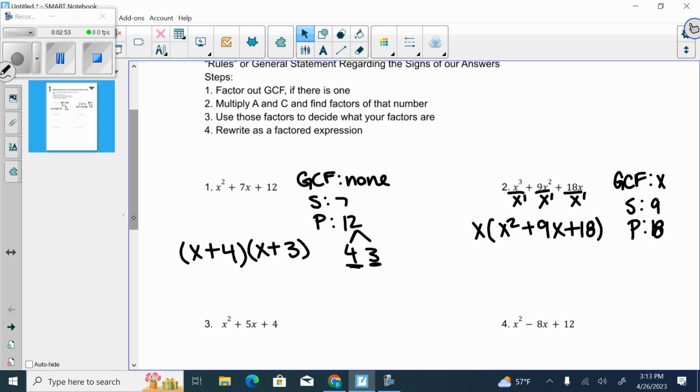So we need to think of some numbers that multiply to give us 18, but will also add to give us 9. 6 and 3. Very good. And we want them to both be positives, right? Okay. So I come over here to write my answer. Don't forget to bring that GCF down and put it out front. And then we make our two factors. So I'll have an x plus 6, and an x plus 3.